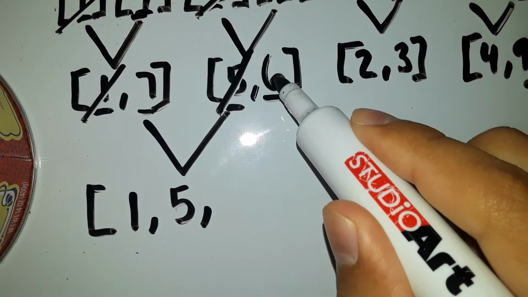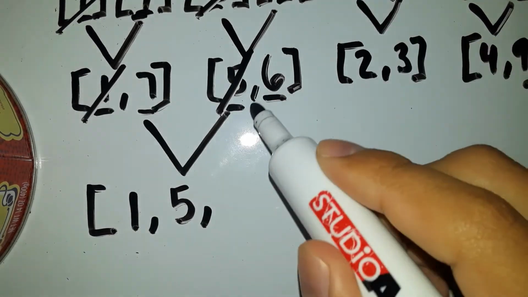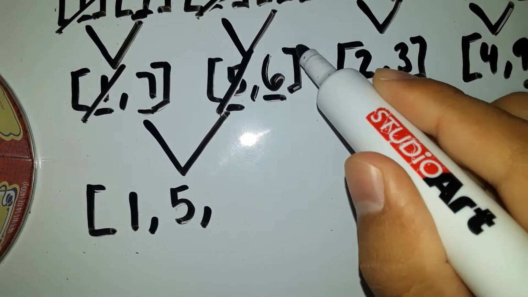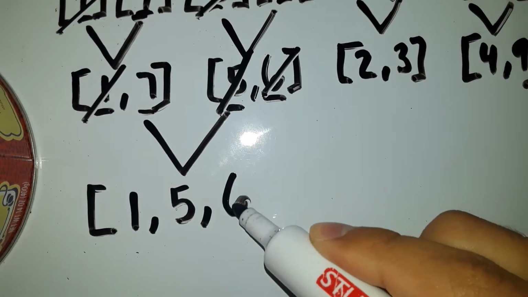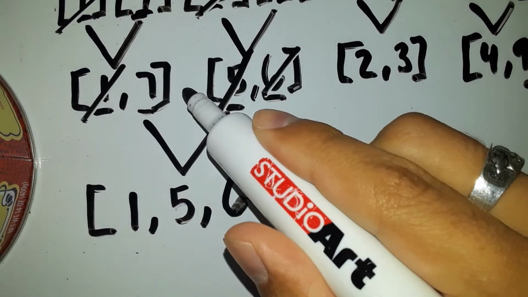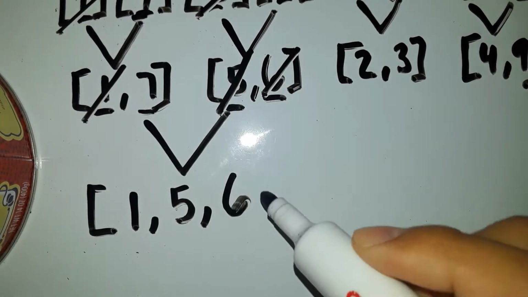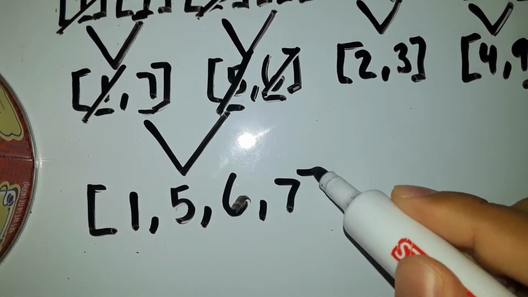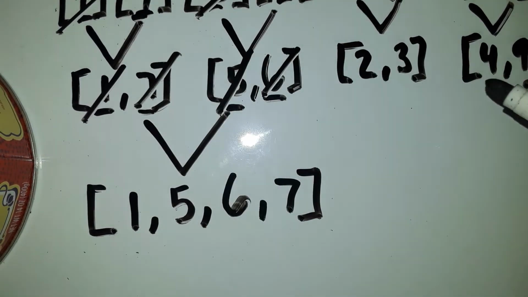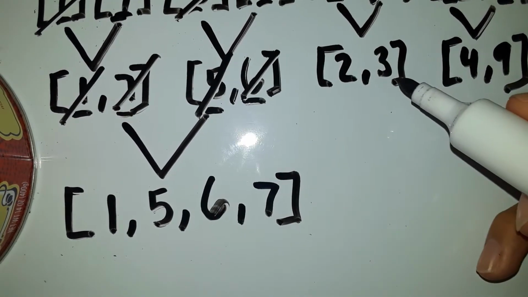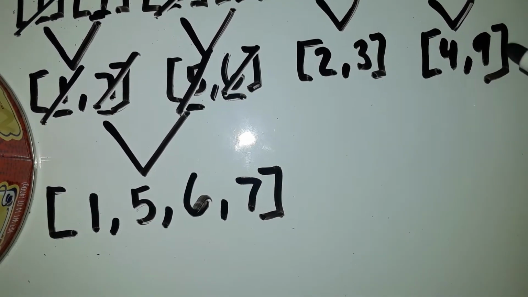And now we're going to compare the 6 and the 7. And in this case, the 6 is smaller. So we're going to go ahead and push that here. And there's nothing else for the 7 to compare to. So anything that's remaining in this array is going to go ahead and get pushed to this. So that's there. Now let's look at the 2, 3, 4, and 9 array.